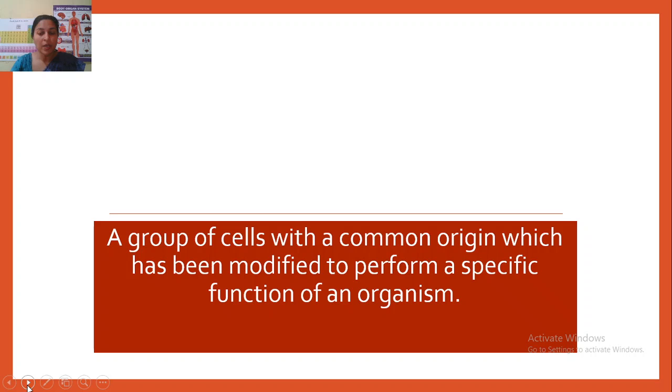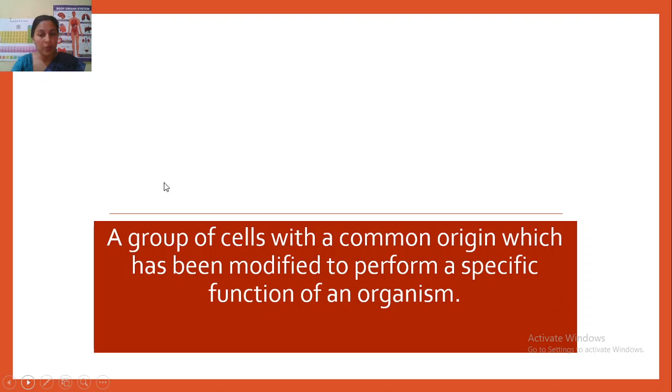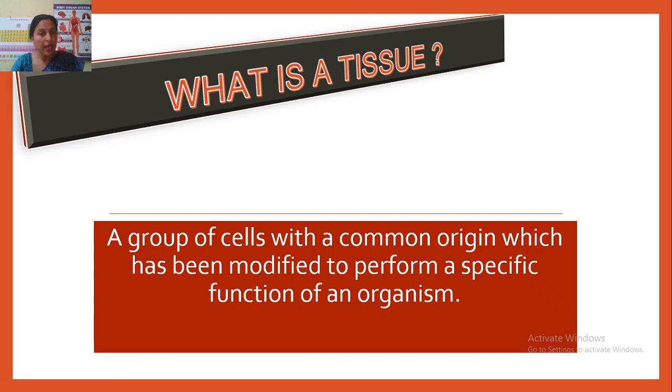We will see what a tissue is. A tissue is a group of cells with a common origin which has been modified to perform a specific function of an organism. That means a tissue has cells of a common origin and they perform a specific function.